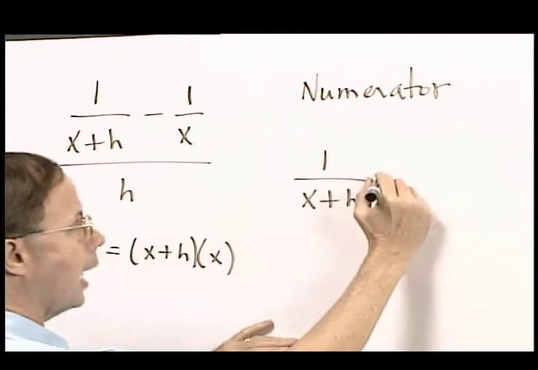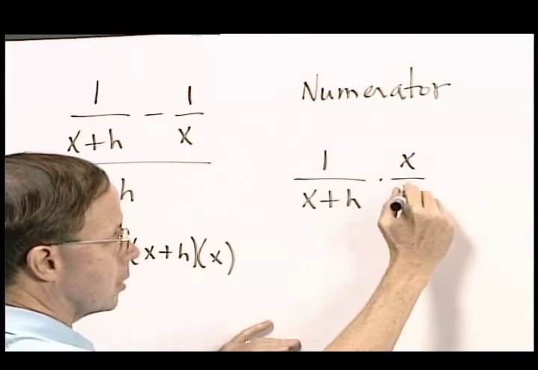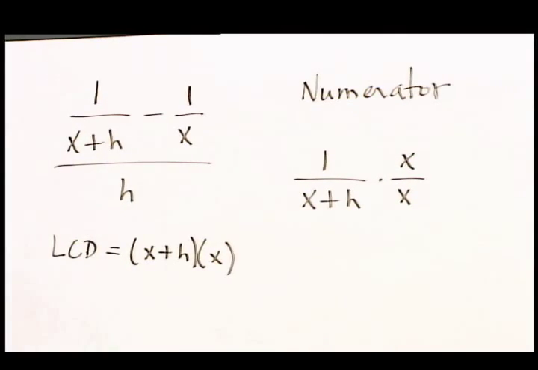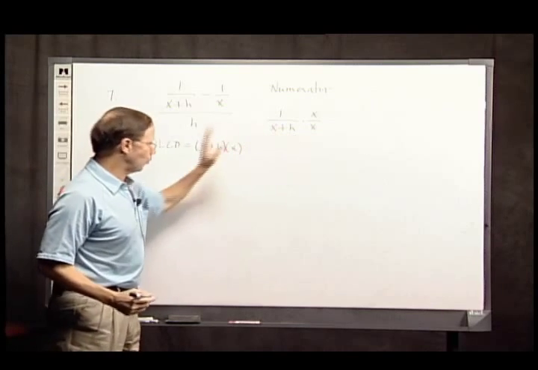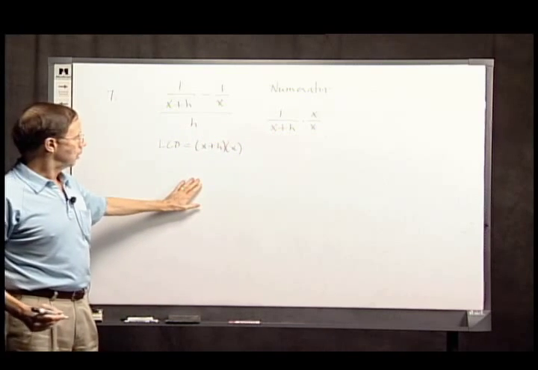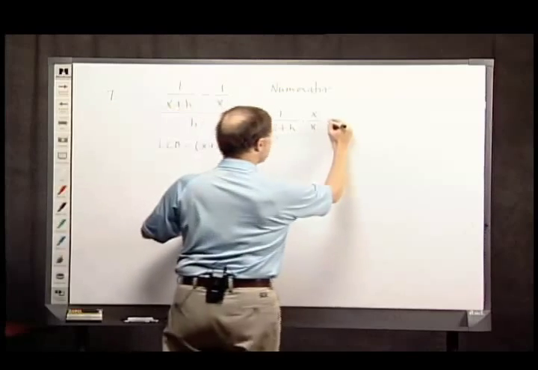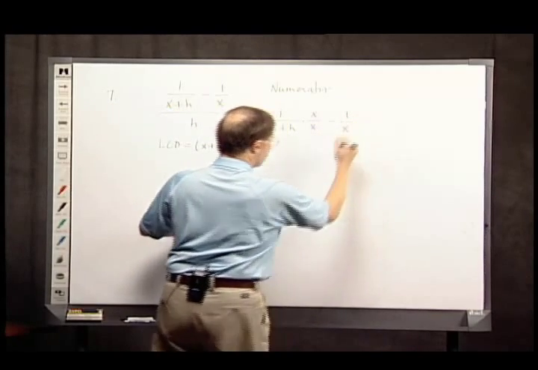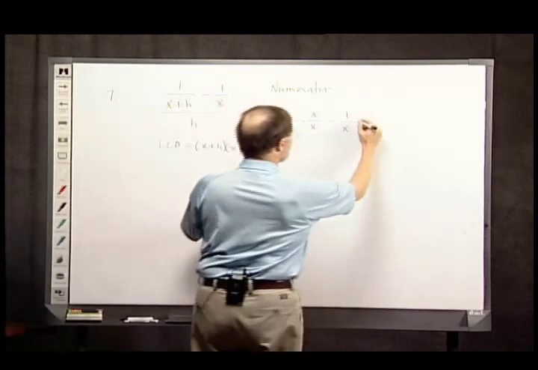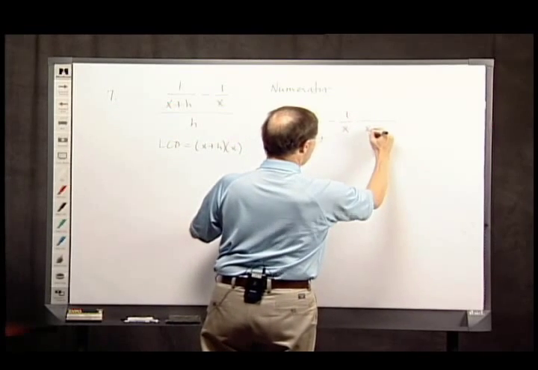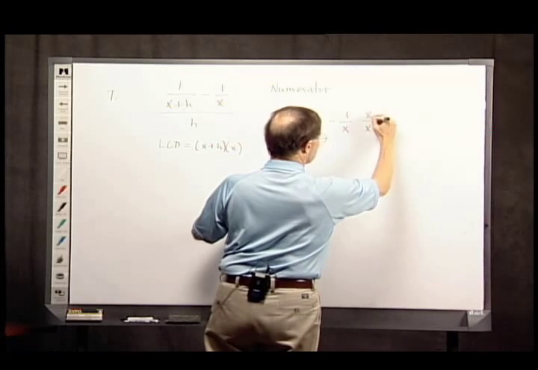What's missing in the denominator? A factor of x. So far, so good. I haven't changed the value of the fraction. I've just given it a more desirable denominator. This subtraction. Again, I need this denominator, so I must multiply top and bottom by x plus h.